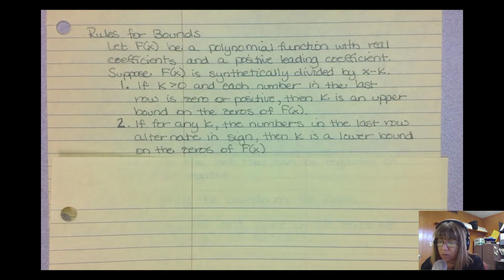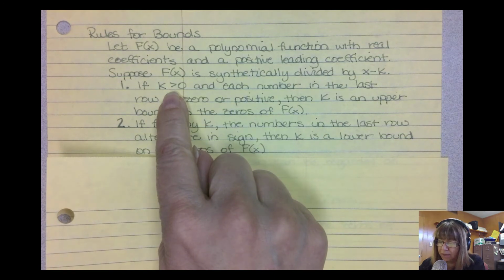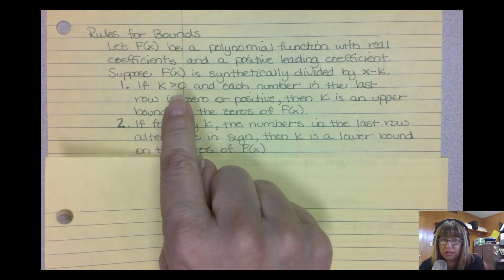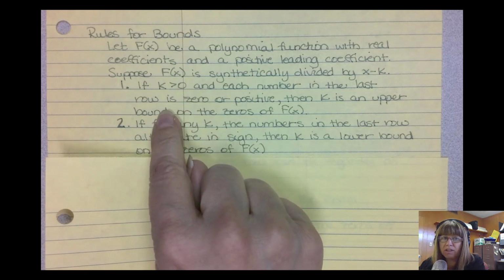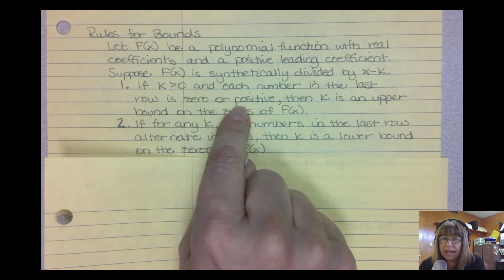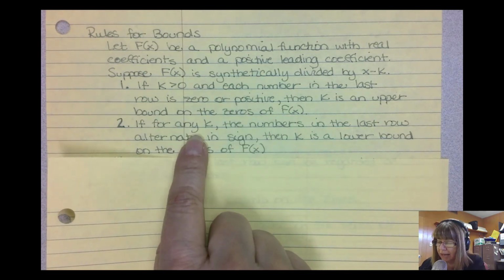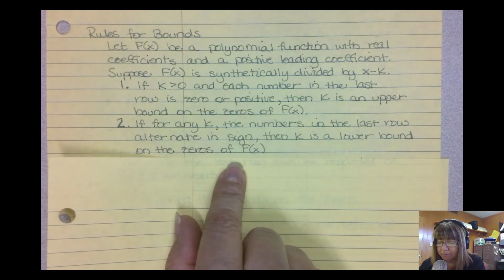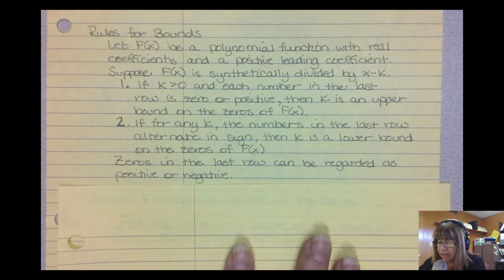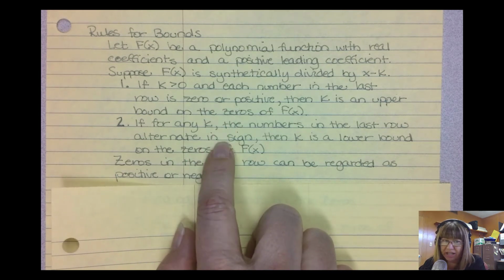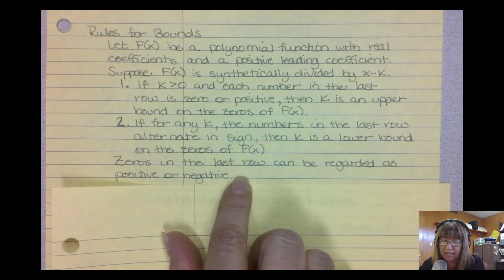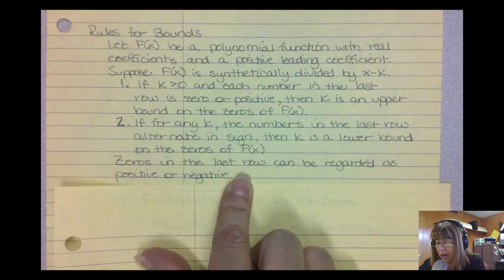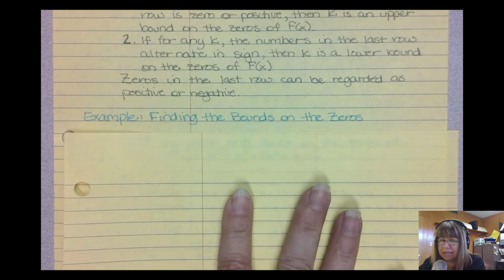That is a really nice rule. So we know if k is positive and, when we do the synthetic division on k, all of the numbers in the last row are either zeros or positive, then k is your upper bound. And then for any k, if the last row alternates in sign, then k is our lower bound. Zeros in the last row can be regarded as positive or negative, which helps with the alternating sign. So just consider zeros can be negative or positive. Let's run through an example.